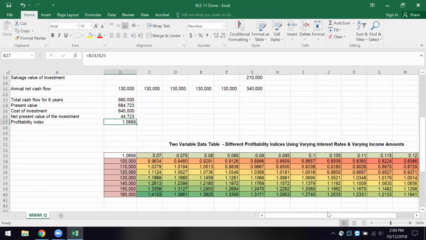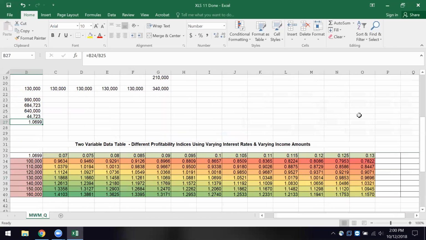And we did the sensitivity analysis in the table down here, okay? And as you can see, this is a 2-variable data table. All right. And notice here we referenced back to the profitability index. Okay. And then we took various levels of interest rates, ranging in increments of 0.5% all the way over to 13%.